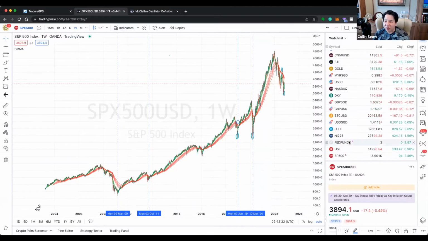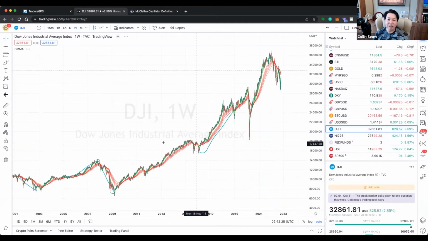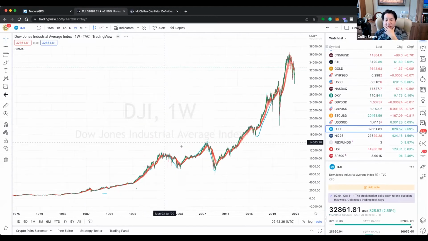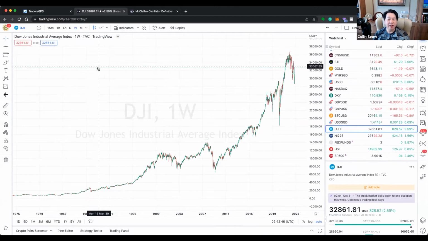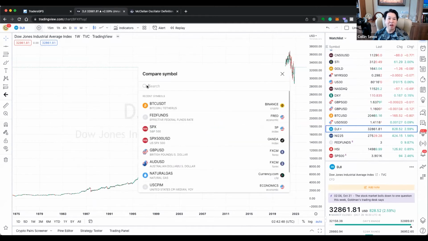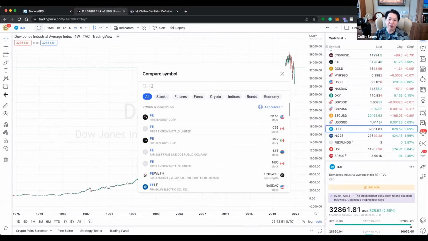Let's see whether I can find Dow Jones, because Dow Jones has longer data. Okay, good. So Dow Jones has longer data. Let's look at Dow Jones versus the Fed fund rate.